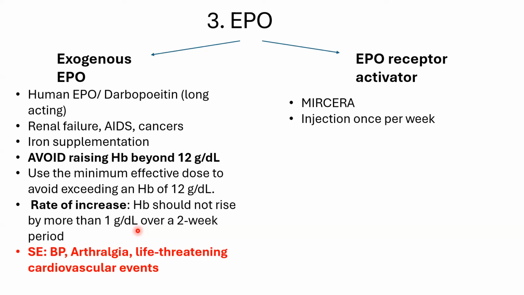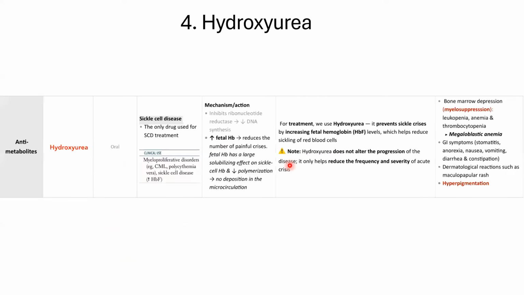So every 2 weeks hemoglobin should go up by one and should not exceed 12. This is the golden number, 12. It's easy to remember because we said it can't increase by more than 1 every 2 weeks: 1, 2. Now, hydroxyurea is what we use for sickle cell disease.